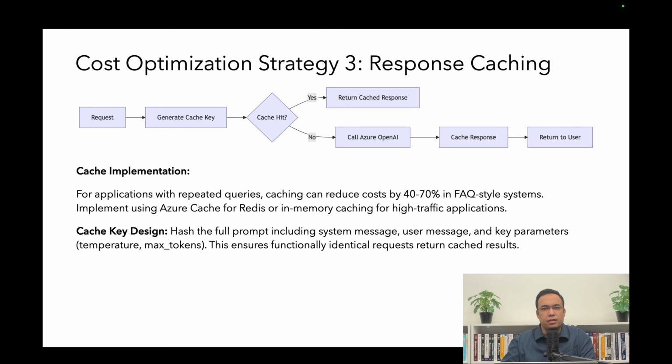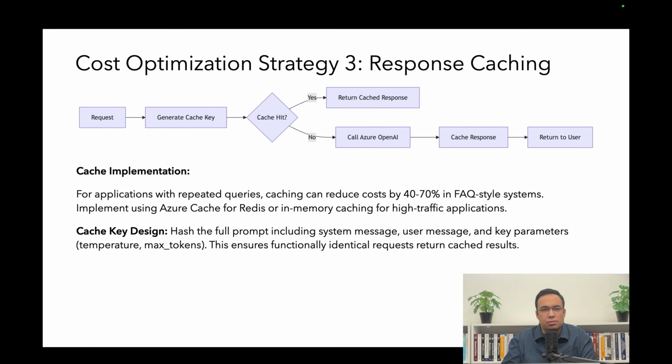The critical part here is the cache key design. You should hash the full prompt, including the system message, user message, and key parameters like temperature and max tokens. This ensures that only functionally identical requests return the cached results. Even minor parameter differences should result in different cache keys because they might produce different responses.